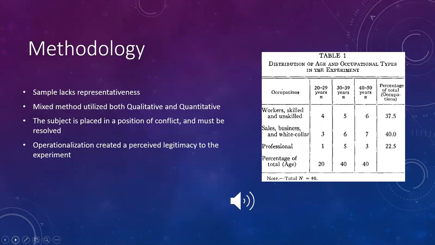Now we discuss the next slide. Take a look at the methodology. You'll notice the sample size is not representative. Look at the sample size. Table 1 consists of 40 male subjects between ages 20 and 50, although the distribution of occupation is broad. Women are excluded in the study.